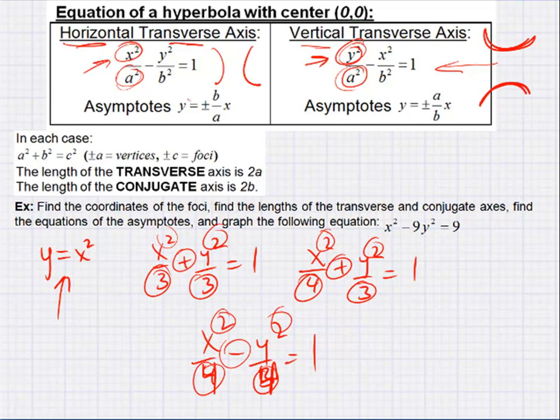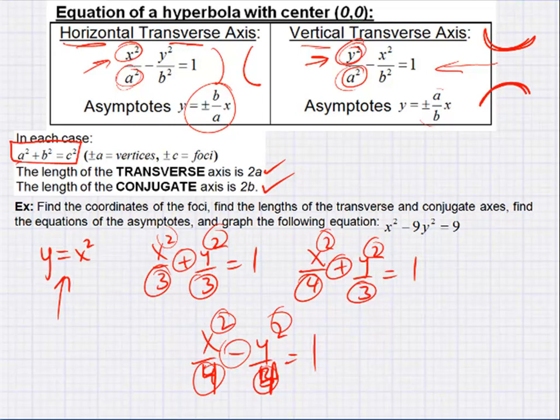Your asymptotes for each are either b over a or a over b, plus or minus, because there's two of them. That depends on what kind of transverse axis you have. The length of the transverse is 2a, the length of the conjugate is 2b, and your foci are based off of c. Now this equation is a little different than before. A squared plus b squared equals c squared. This one is the Pythagorean theorem, as opposed to the ellipse, which was minus b squared.